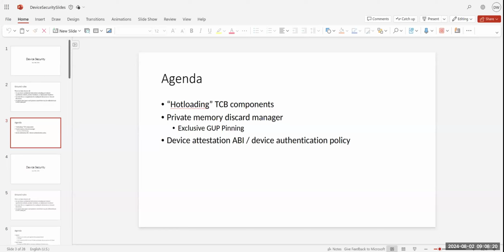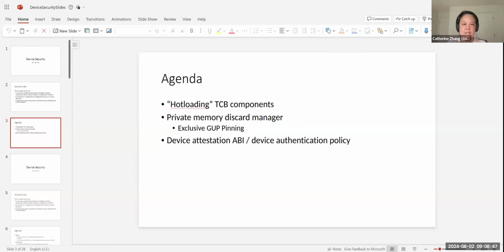Pratik. Hi. So I work at AMD, and I look at secure encrypted virtualization and secure nested paging, that sort of stuff, on the kernel side. Okay, and then Catherine.